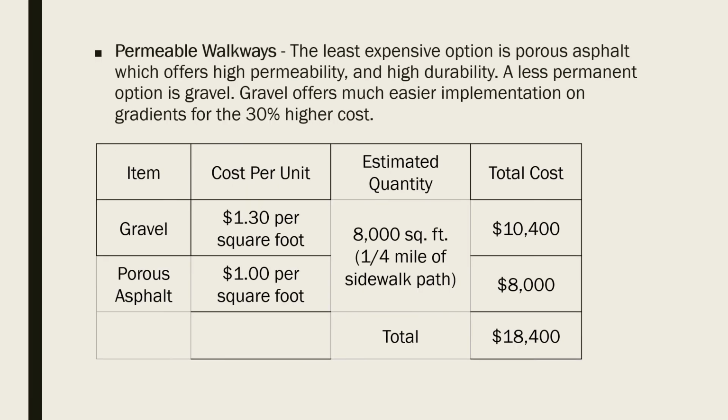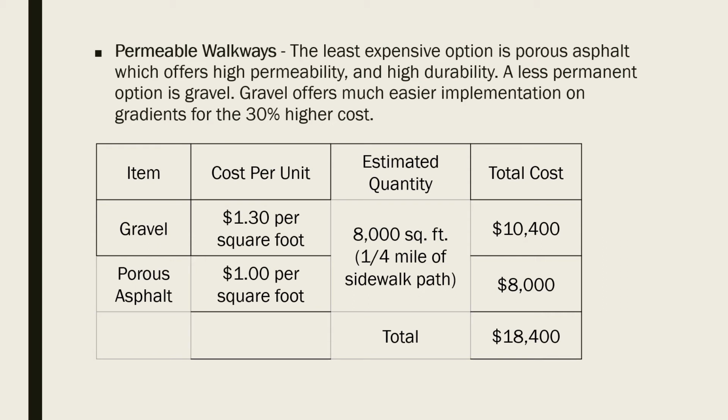Lastly, permeable walkways are a solution to the problem. Permeable walkways offer a source of runoff from the green roofs, and that would be flowing towards the rain gardens. They're a relatively inexpensive option, and there are many different types. The types that we chose that would be the best would be gravel and porous asphalt.